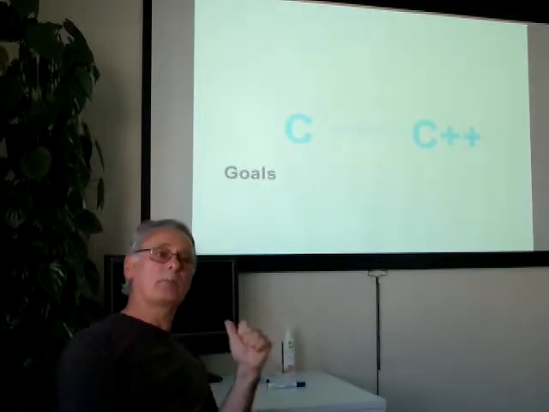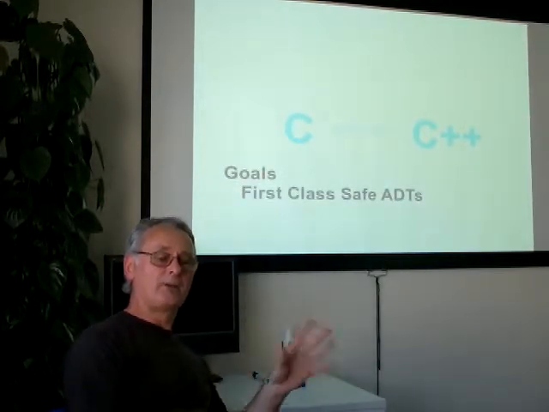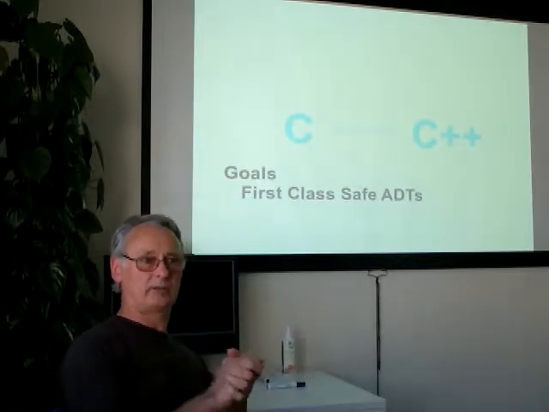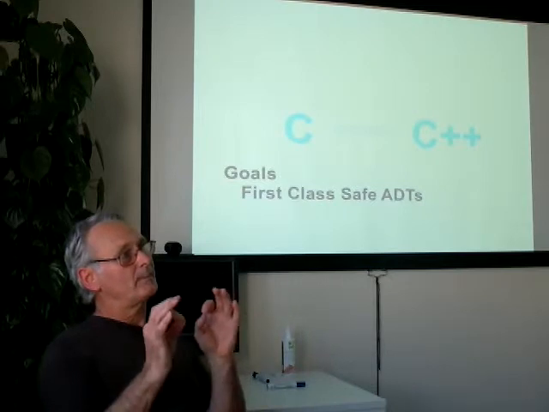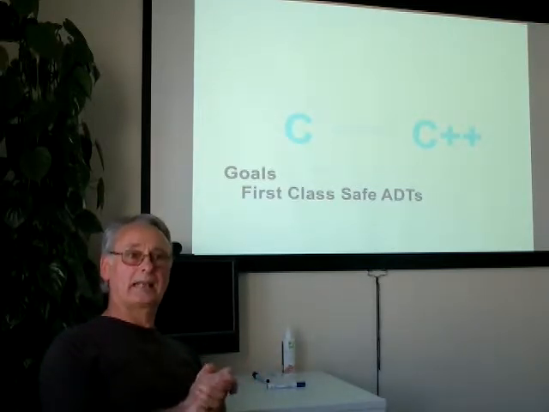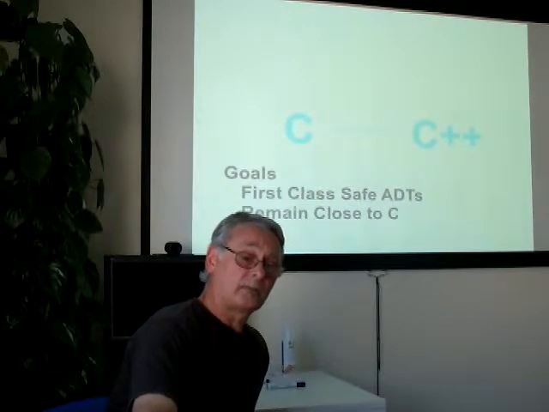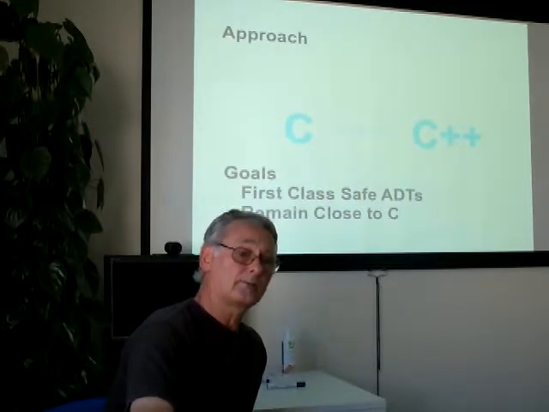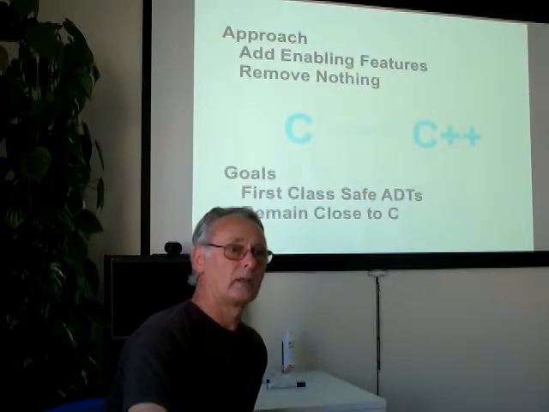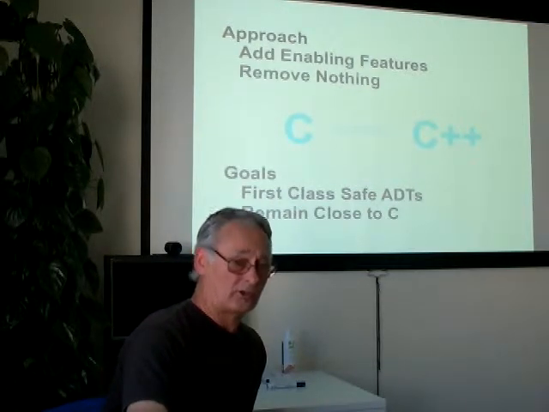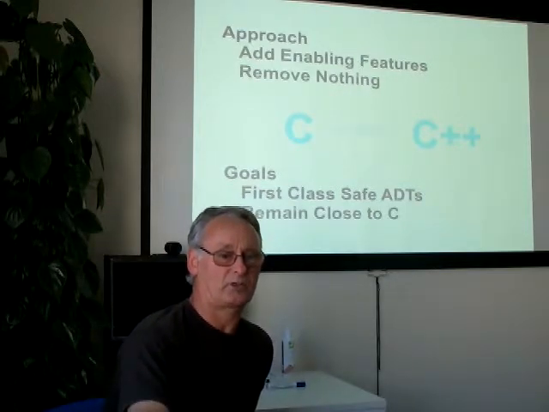and it's important to understand what the goals of C++ were. The goals of C++ were to provide first-class, safe, abstract data types: user-defined data types, so that you could define a complex data type, and it would look, when you wrote a program, exactly like something that was built into the language. And to do it safely. The other goal was to remain close to C, which was good for adoption. The approach was to add enabling features to allow you to build these ADTs and remove nothing. And the language has now reached such a crescendo of enabling features that I've long since given up tracking it.